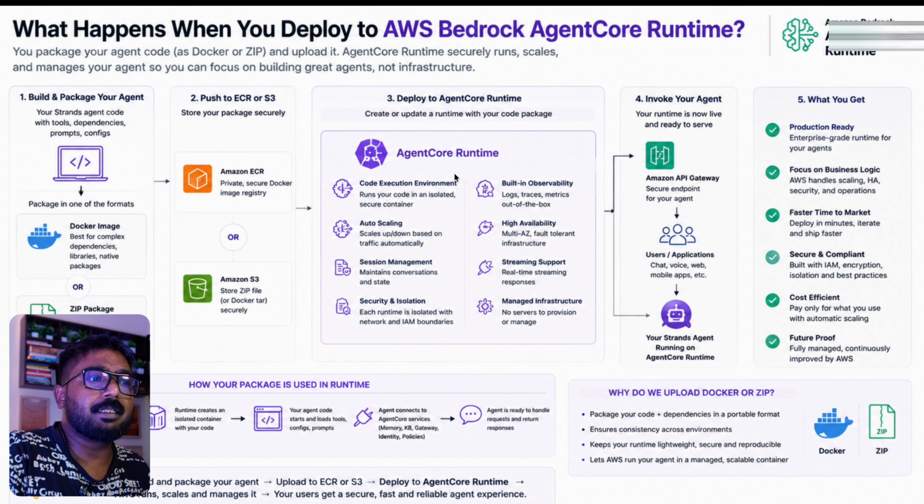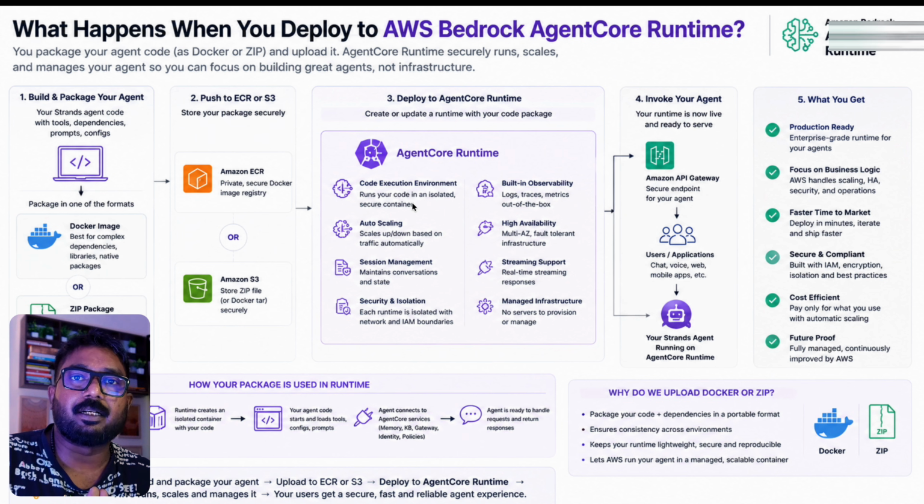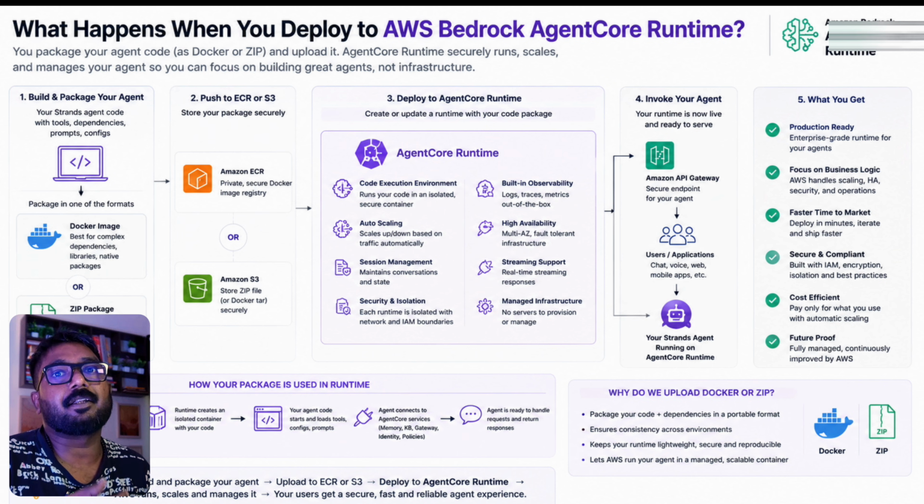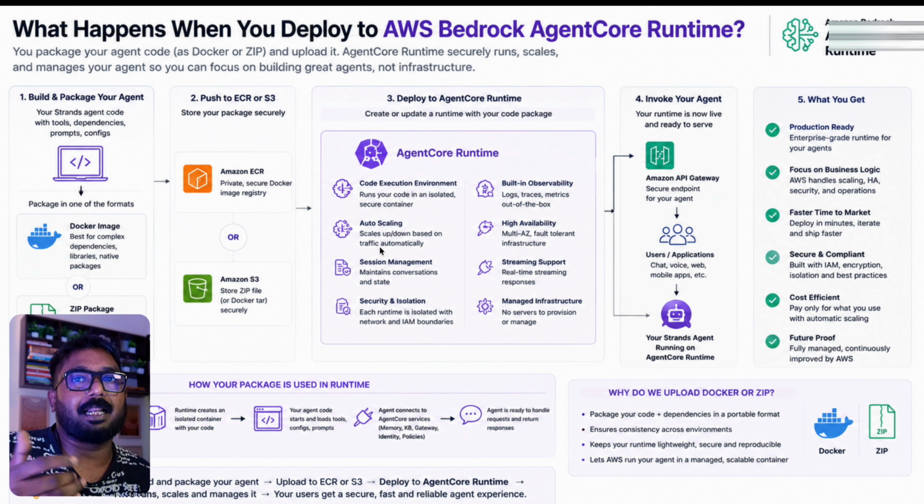So this is AgentCore Runtime, which is basically a code execution environment. It runs your code in an isolated, secure container. That is the main goal of a runtime. That's why they call it runtime, right? There is auto scaling. It scales up and down based on the traffic. Correct. Whenever traffic grows, it will automatically scale.